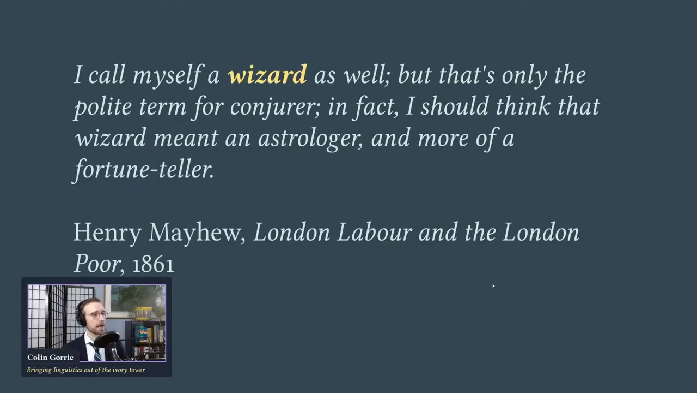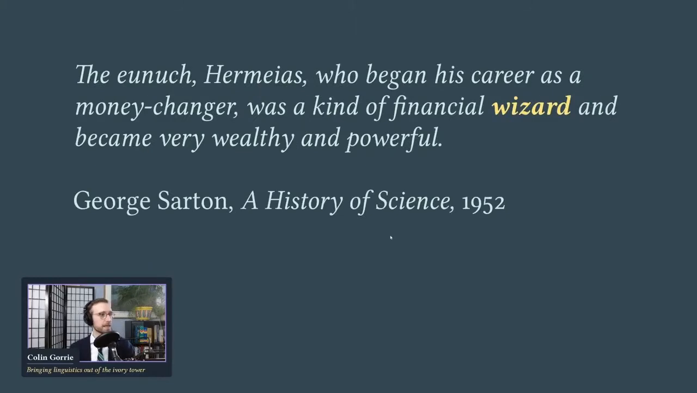And here we have another example. I call myself a wizard as well, but that's only the polite term for conjurer. In fact, I should think that wizard meant an astrologer and more of a fortune teller. Ironically, it's kind of funny that the word wizard in modern English has broadened out to mean someone who's just skilled at something. So we see this wis root just sort of existing in the same sort of area for centuries. So let's say a kind of financial wizard, right? We know people who are technical wizards, financial wizards, wizards with the stock market, and we're saying they're wise or skilled in something. So that's kind of cool.